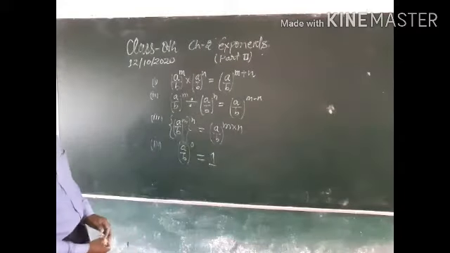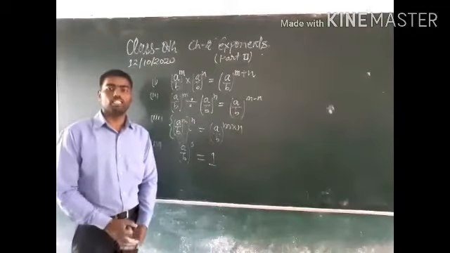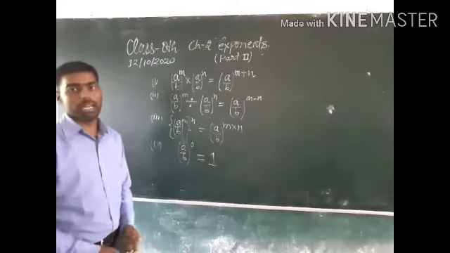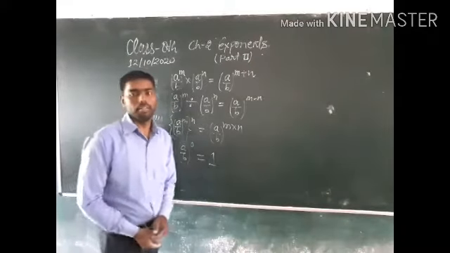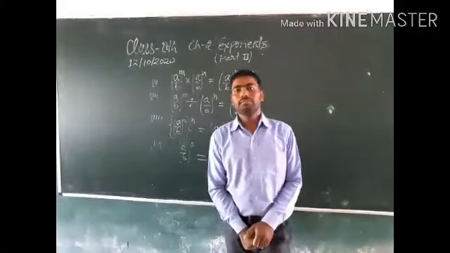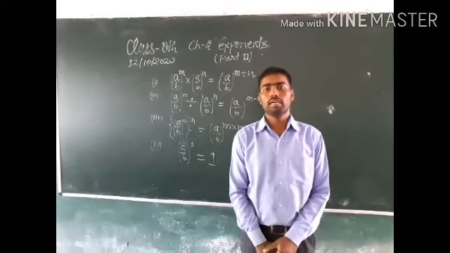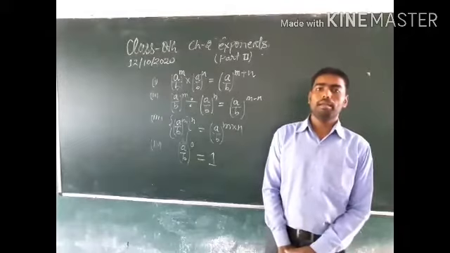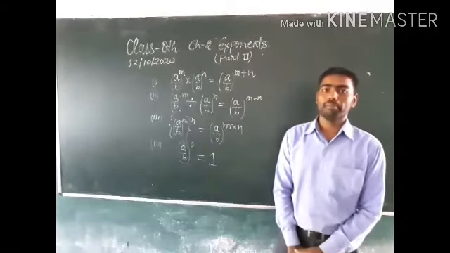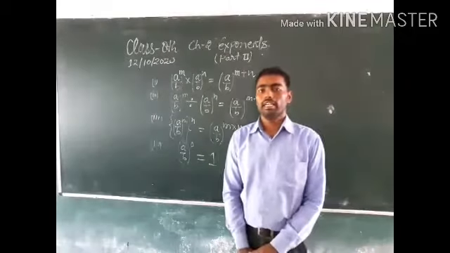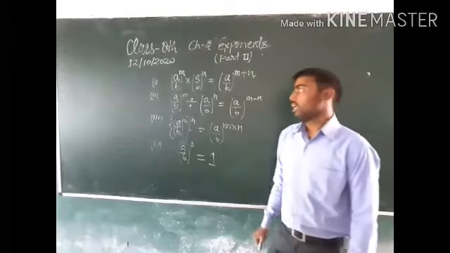So this is the formula: (a/b) to the power m into (a/b) to the power n is equal to (a/b) to the power m plus n. And in the second, (a/b) to the power m divided by (a/b) to the power n is equal to (a/b) to the power m minus n. And in the third, ((a/b) to the power m) to the power n is equal to (a/b) to the power m into n. And the fourth formula, (a/b) to the power 0 is equal to 1.